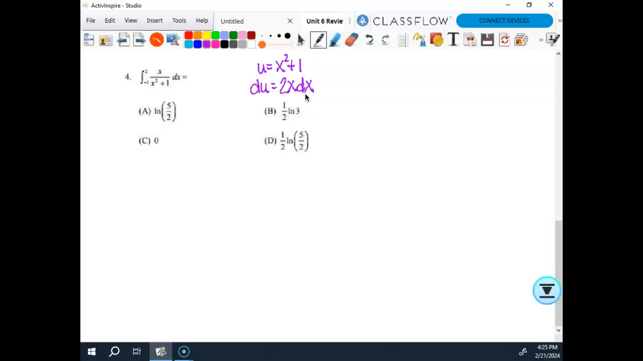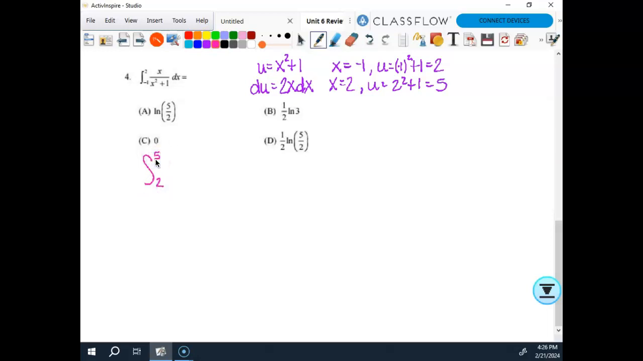Yeah, probably, so that you don't forget to do them. So then I can say when x is negative 1, not x minus 1, my goodness. When x equals negative 1, then u is equal to negative 1 squared plus 1, which is going to give me 2. When x equals 2, then u equals 2 squared plus 1, which is 5. Okay, so I know now that when I go to do my integral, I'm not going from negative 1 to 2, I'm going from 2 to 5.